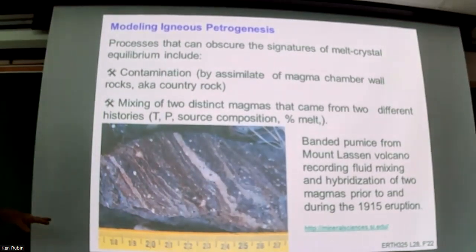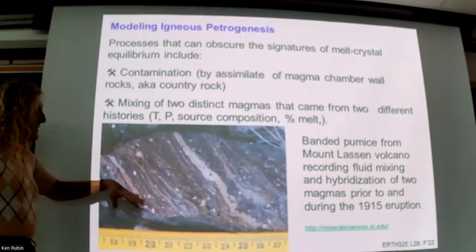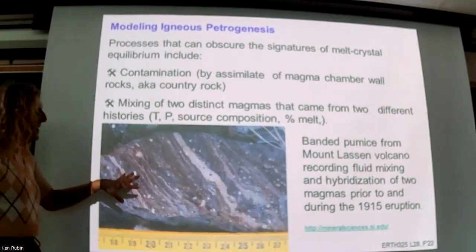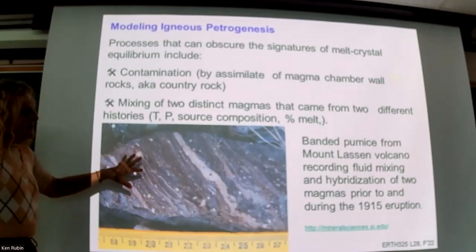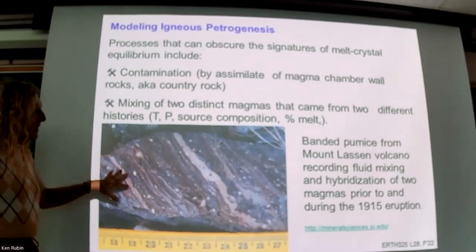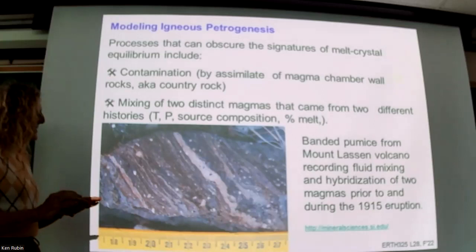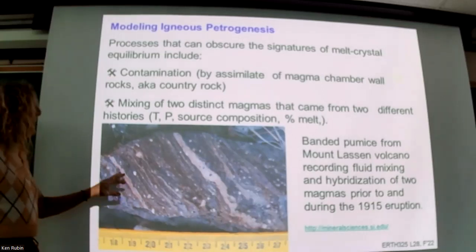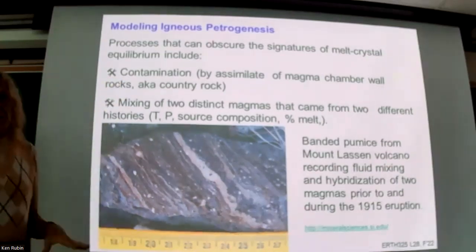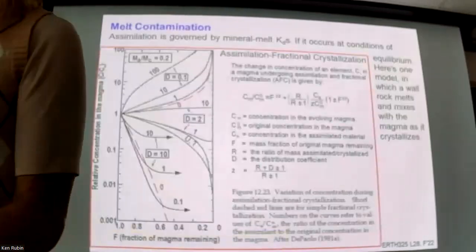That's oftentimes not as straightforward to see in hand specimen as in this case. I'm going to talk about mixing next week when we talk about radiogenic isotopes, because it's something that's easier to disentangle with that. But I want to mention contamination for a moment now on the next slide.